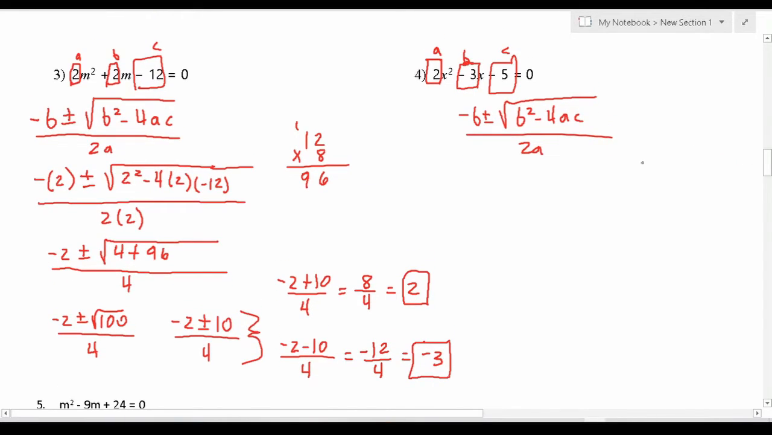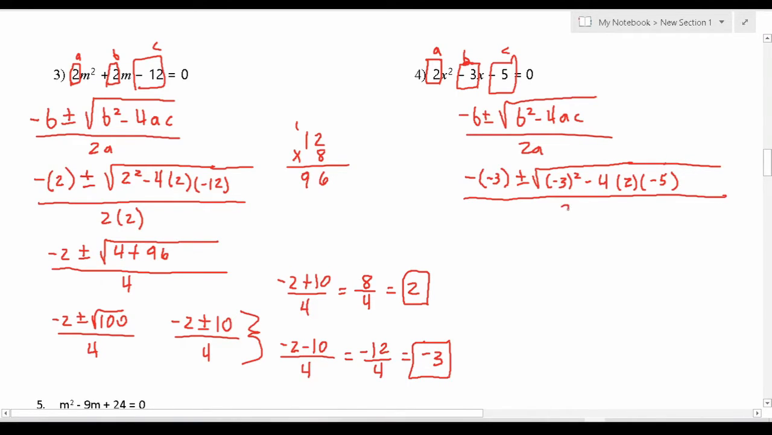Okay, so let's plug things in accordingly. B is negative 3, so that's negative of negative 3 plus or minus the square root of negative 3 squared minus 4 times a, which is 2, times c, which is negative 5. And again, that's all over 2 times a, which is 2 times 2. All right, let's simplify this so we can get our solutions.